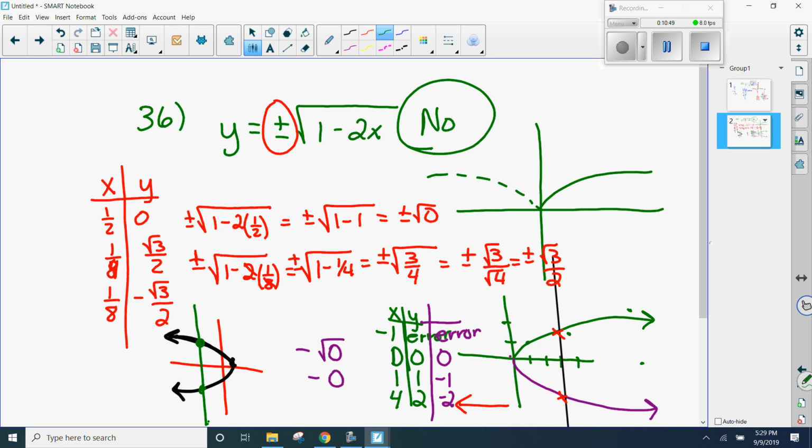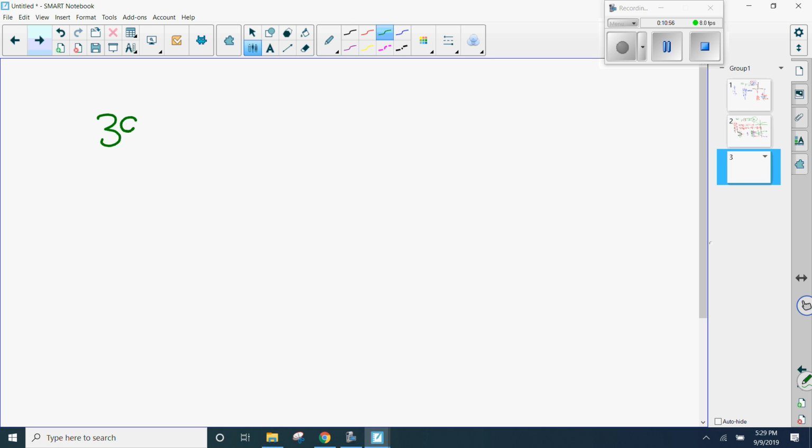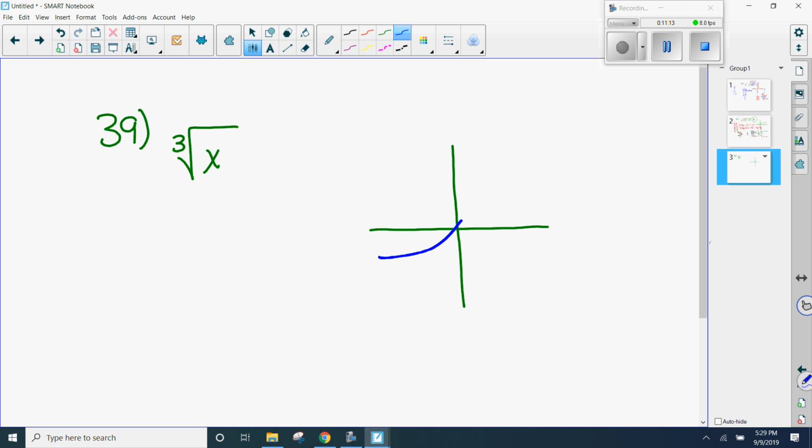All right, you had one more problem, which was 39. 39 is the cube root of x. And if we look at y being equal to the cube root of x, the cube root of x is also another parent function when you look at the graph of it. The graph of it looks something like this. And if you were to do the vertical line test, yes, that does work. So the answer to this is yes, it is a function.